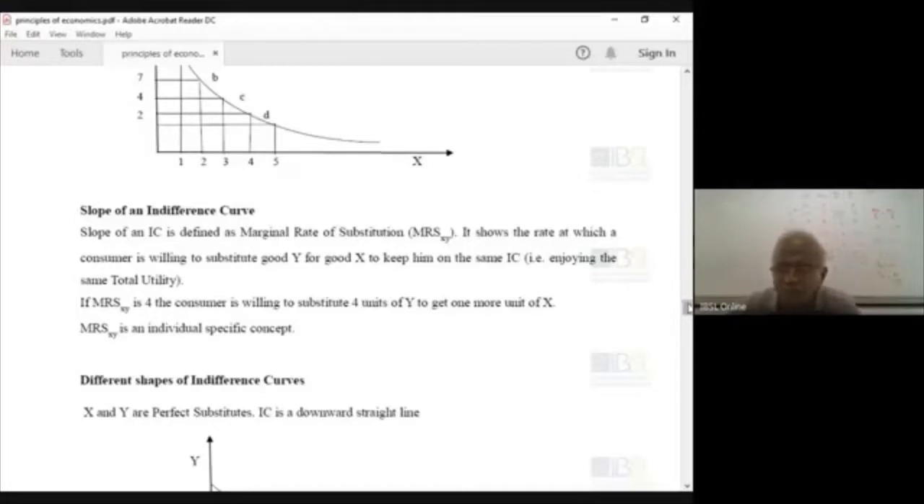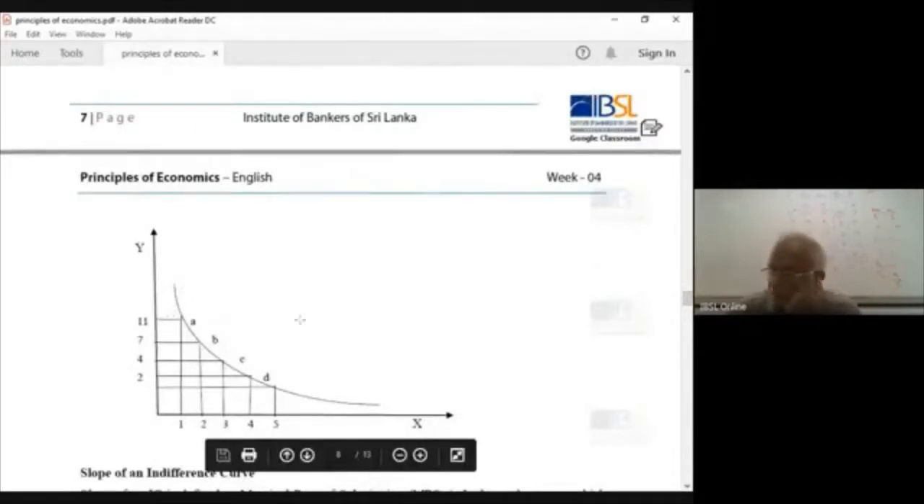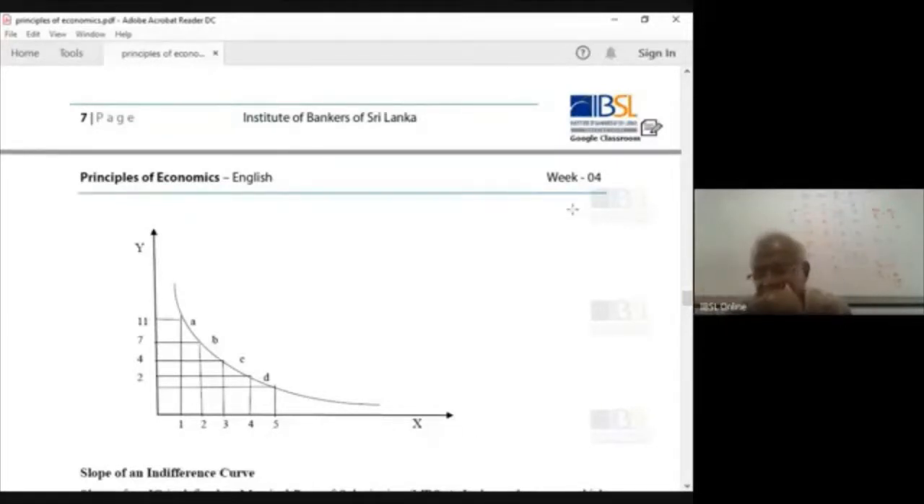Now, different shapes of indifference curve. Generally it is convex to goods X and Y. But some special cases are there. Some special goods X and Y have some specific relationship. Then the shape of the indifference curve is different. The nature of the relationship matters.